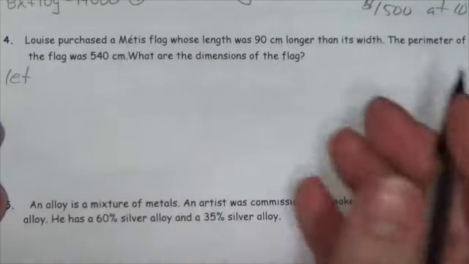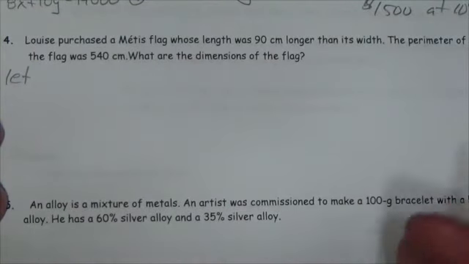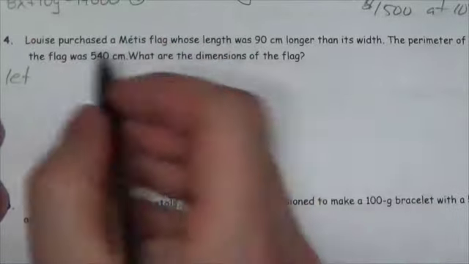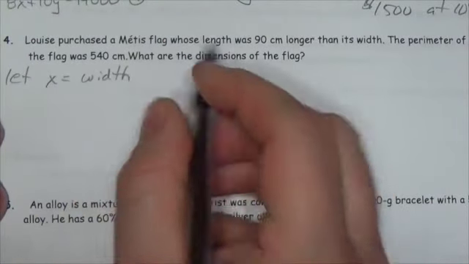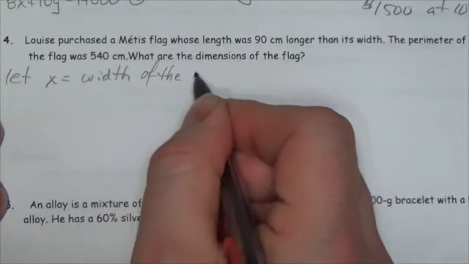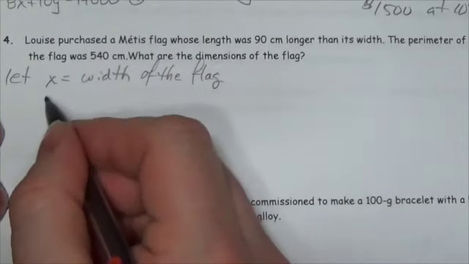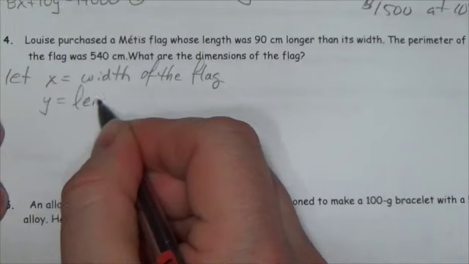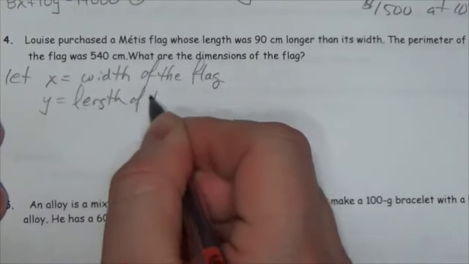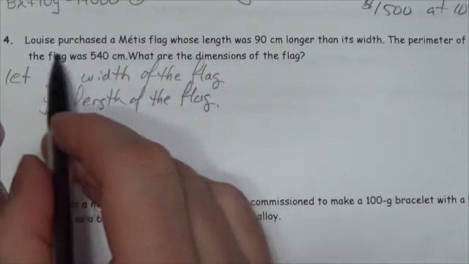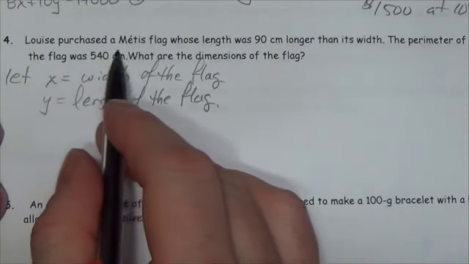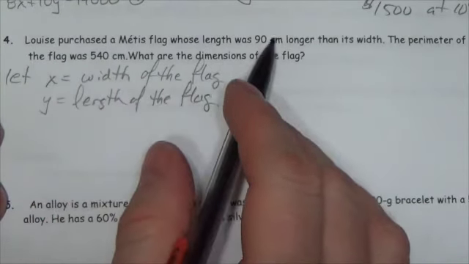I could be using L and W for length and width, but I'm not going to do that. I'm going to let X equal the width of the flag, and I will let Y equal the length of the flag. Okay, so Louise purchased a Métis flag whose length was 90 centimeters longer than its width.